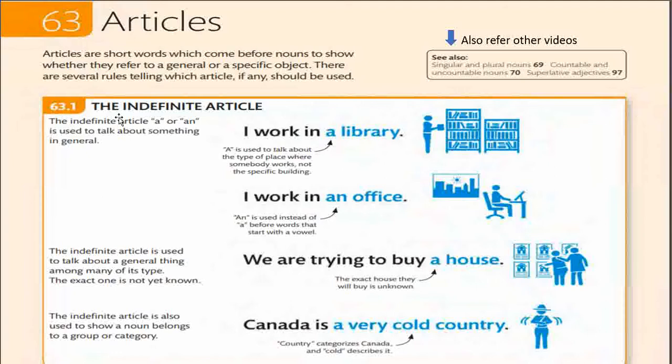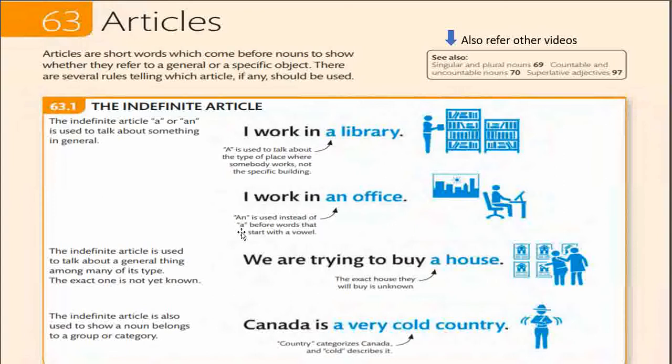The first pointer that we have is the indefinite article. Now, indefinite articles are a and an. The indefinite article a or an is used to talk about something in general. For example, I work in a library. Now, over here, library is spoken of in general. A is used to talk about the type of place where somebody works, not a specific building. If you were to give a name over here, then you can change it. Otherwise, in general, you can say, I work in a library, or I work in an office.